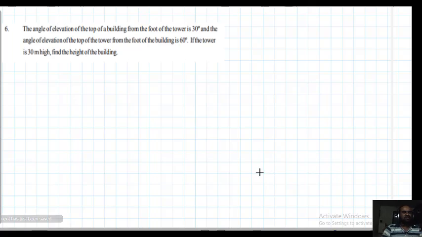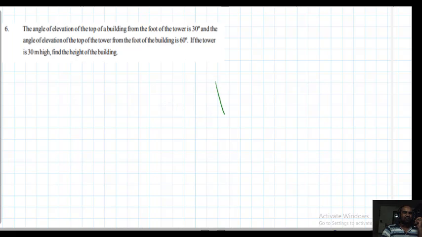Yeah, students, now the sixth problem. The angle of elevation of the top of the building from the foot of the tower is 30 degrees, and the angle of elevation of the top of the tower from the foot of the building is 60 degrees. If the tower is 30 meters high, find the height of the building.